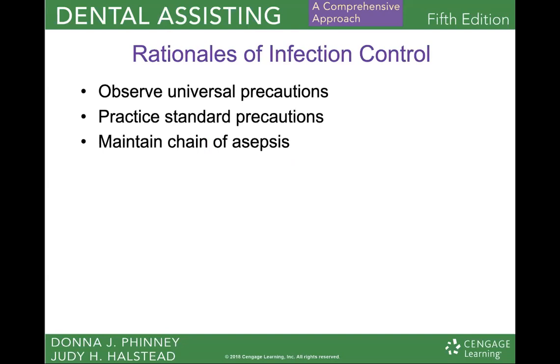So some of the rationales of infection control have to deal with observing universal precautions. And this means that in order to protect yourself and the health of your patients, every patient you encounter should be treated as if he or she is infectious. Practice standard precautions means that prior to, during, and after each procedure, it is important to practice techniques that will prevent the spread of infection, such as use of personal protective equipment and body substance isolation techniques. Maintaining the chain of asepsis is practicing aseptic techniques that will prevent cross-contamination from one patient to the next and from one healthcare worker to the next.